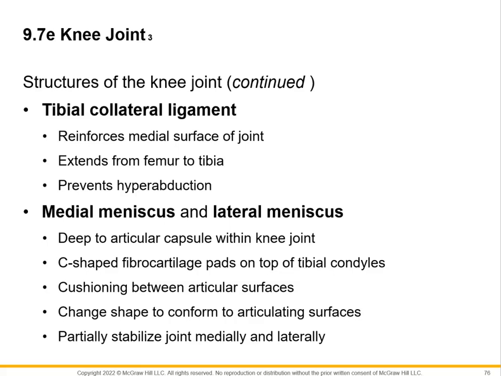Then you have the medial and lateral meniscus. This is going to be deep to the articular capsule within the actual knee joint, and these are C-shaped fibrocartilage pads on top of the tibial condyles. They act as cushioning between the articular surfaces, and they change shape to conform to the articulating surfaces. They work to partially stabilize the joint medially and laterally.